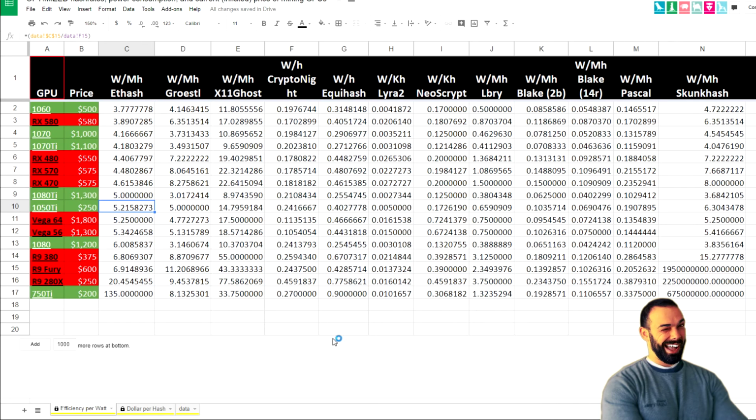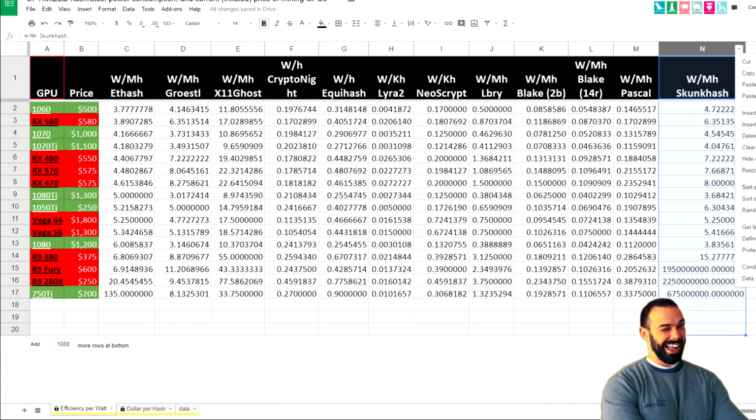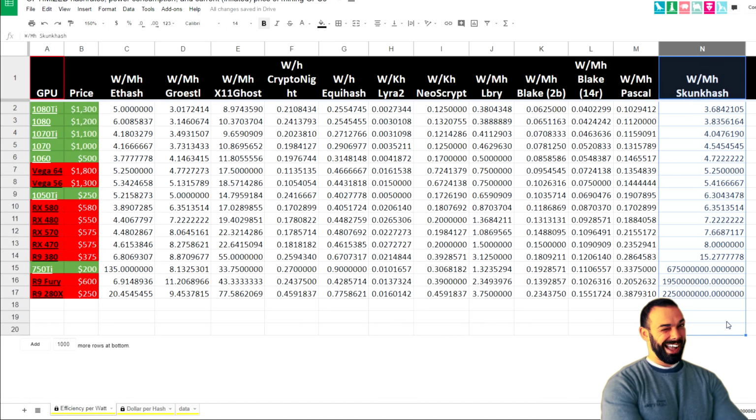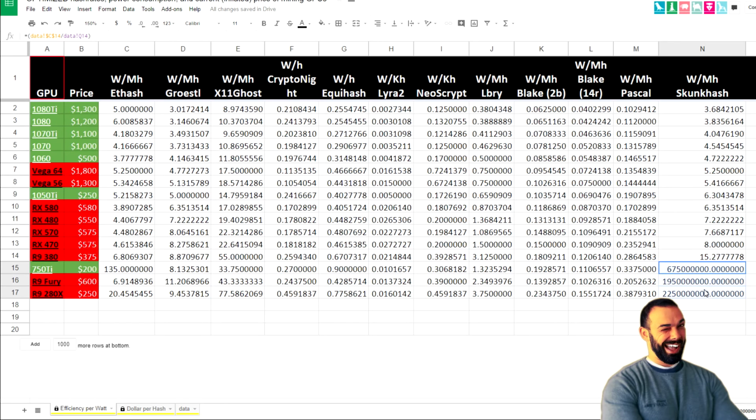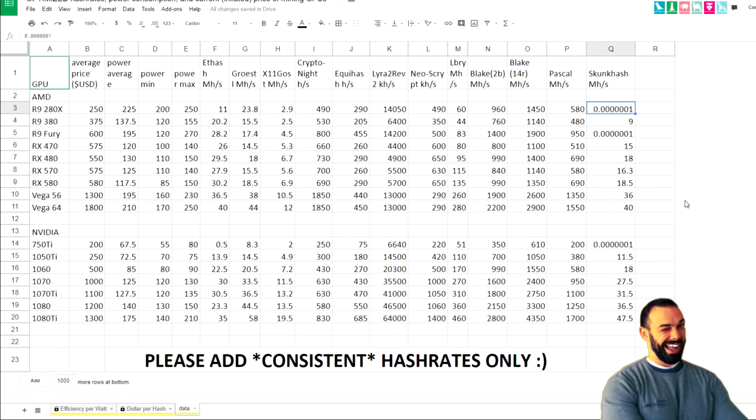And just for kicks, let's go over to efficiency per watt. You would consume a heck of a lot of electricity trying to mine Skunk Hash on these cards. So in either case, dollar per hash, you'd have to literally buy every single one of the 750 Ti's, R9 280X's, and R9 Furies in the entire world supply. You'd have to buy all of them in existence in order to mine Skunk Hash, according to my calculations here. And you would have to use all of the electricity of the entire world's population, because they don't really mine them at all. Okay, guys, that's it for kicks and giggles.